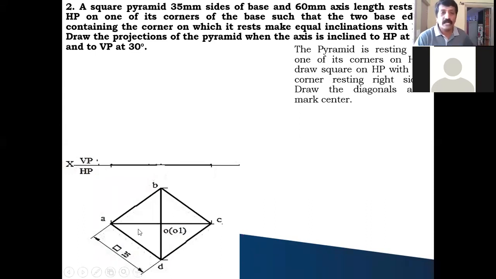You can join it, and you will get a square in the corner condition. That is A, B, C, D. You can name it and draw the diagonals. Center O1 is the base axis point, O is the vertex or the apex point. So after this, how to draw the front view?